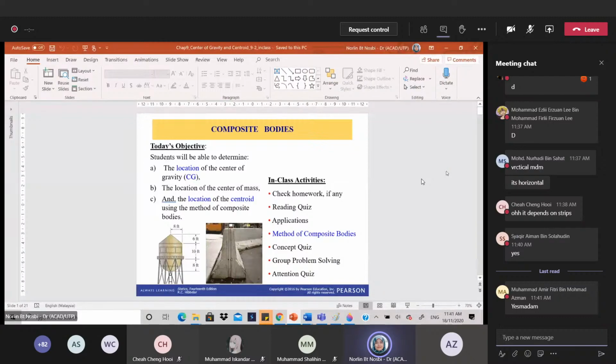On the first part, I was just showing you a single body, a single shape. Now, if the shape is composite, for example, there are a lot of shapes, such as a square and a triangle, or maybe like this one: a triangle on top, then a rectangle, and then this semicircular one. So how do we find the center of gravity, the center of mass, and the centroid?